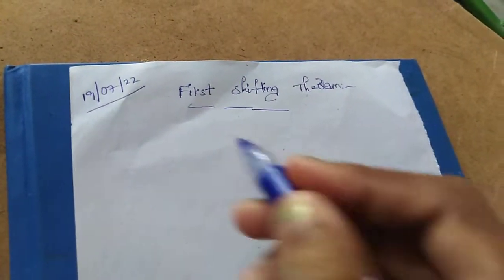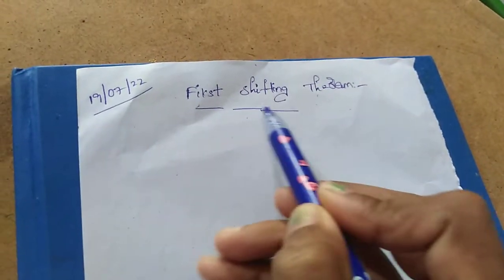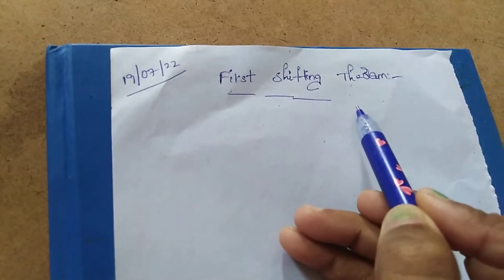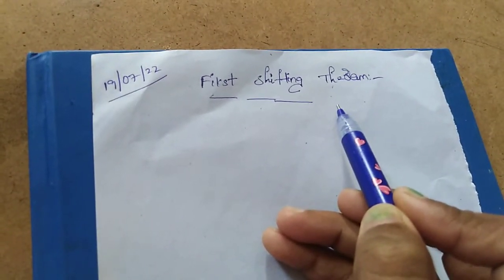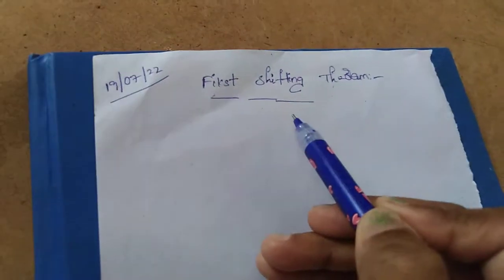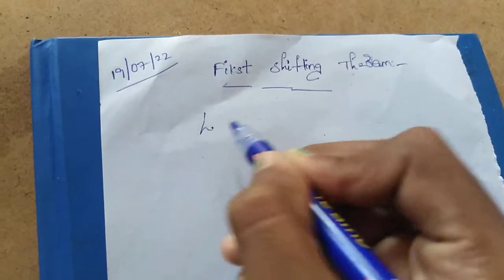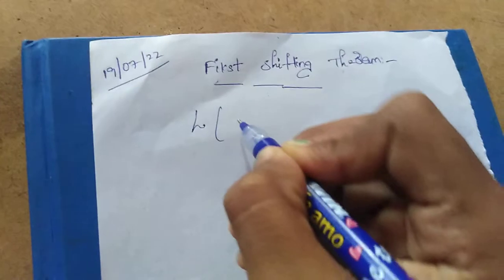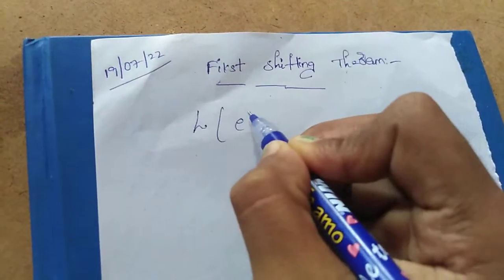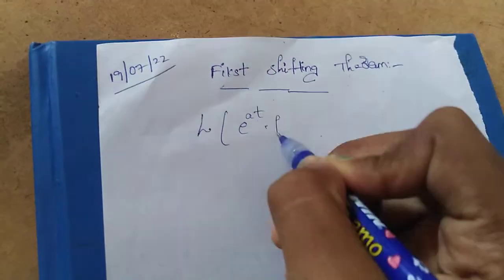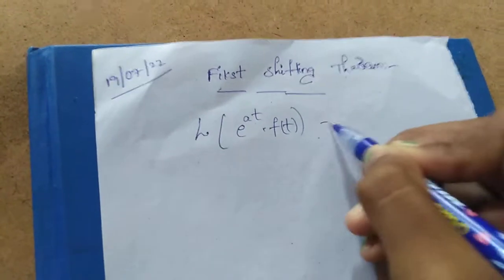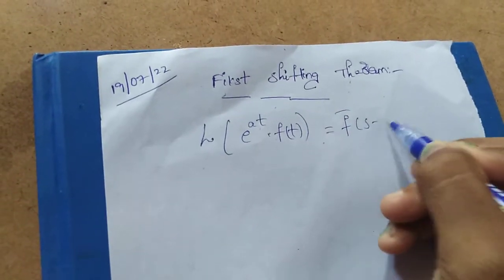Hi friends, today we are discussing the first shifting theory. This is the first topic in our unit. What the first shifting theory tells us is that if L of e power at into f of t equals f bar of s minus a.